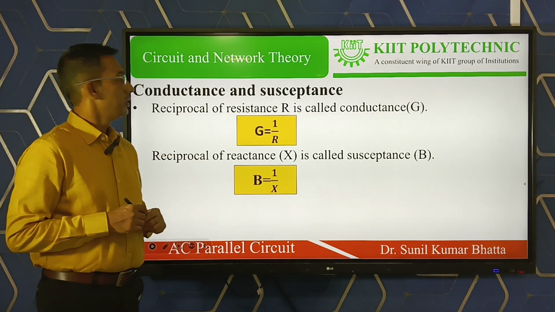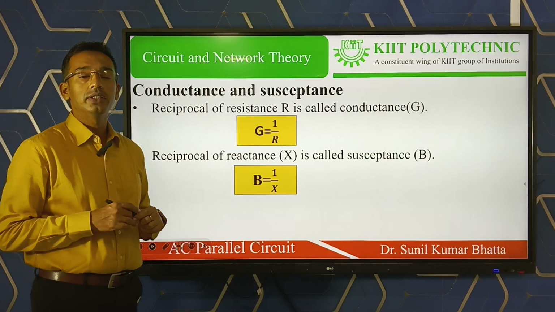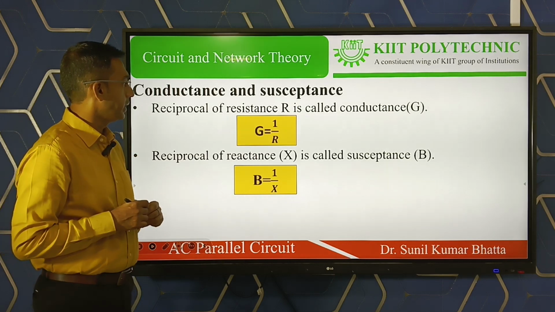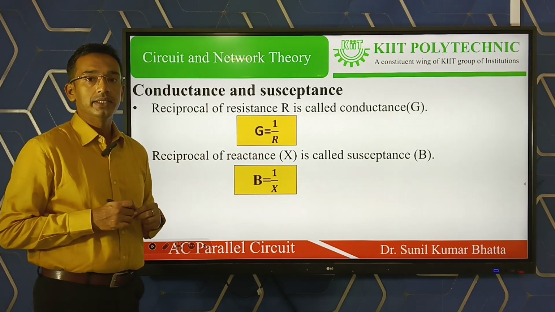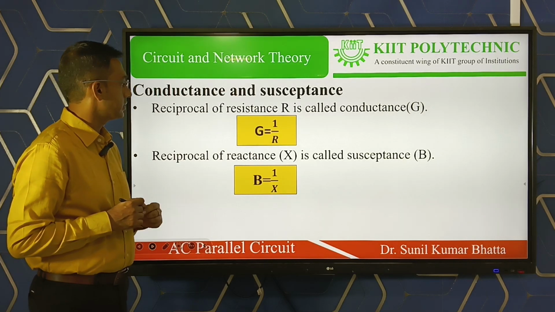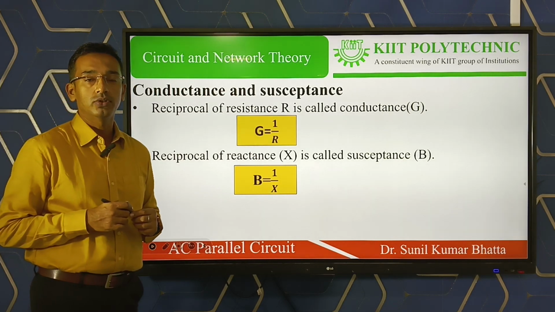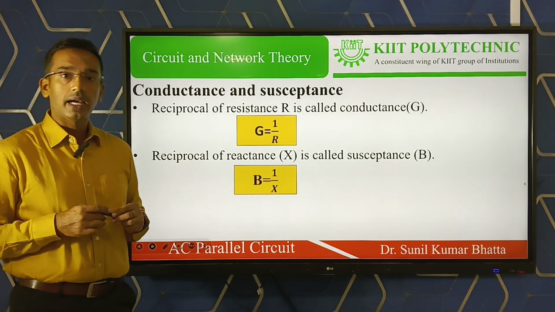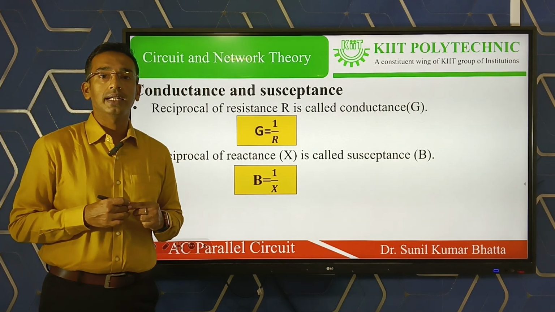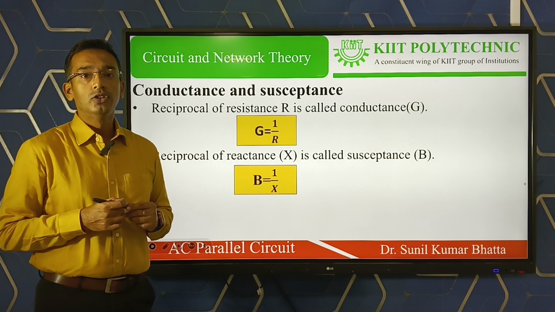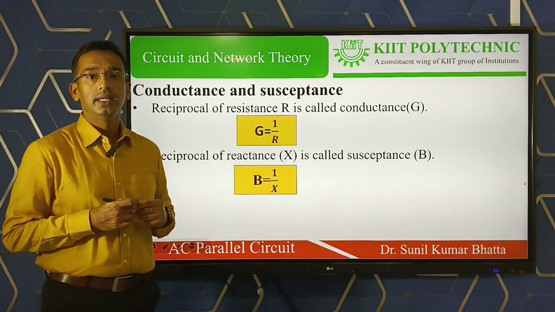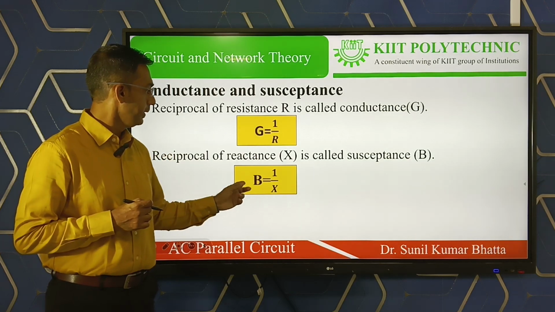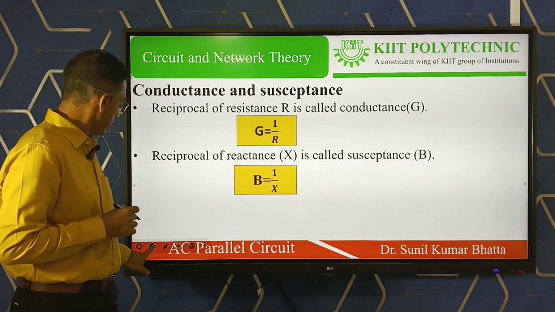Next, conductance. What is conductance? Conductance is the reciprocal of resistance. We can write G equals 1 by R. Then what is susceptance? It is the reciprocal of reactance. We know that reactance is of two types, inductive reactance and capacitive reactance, and reactance is represented by the capital letter X. The reciprocal of reactance is known as susceptance, denoted by the capital letter B. So B equals 1 by X. Coming to the next slide.